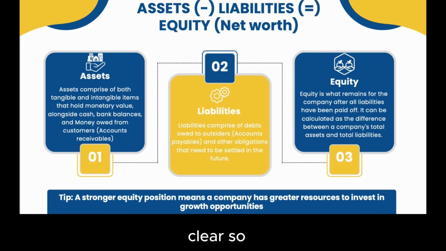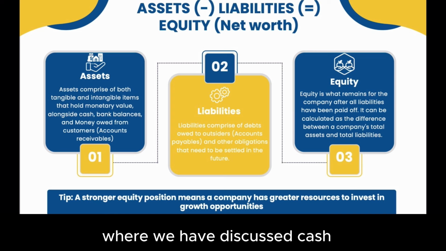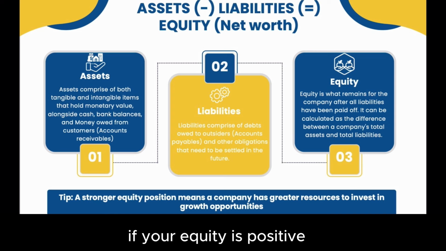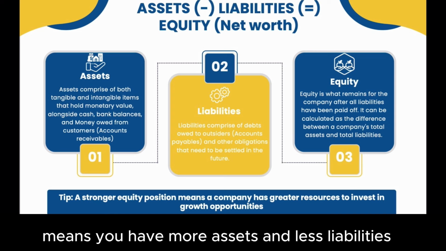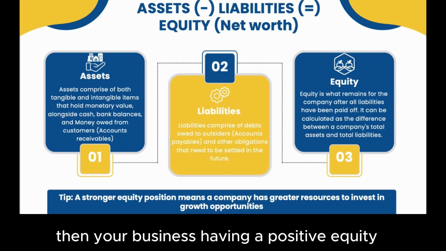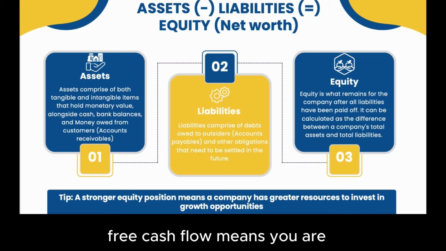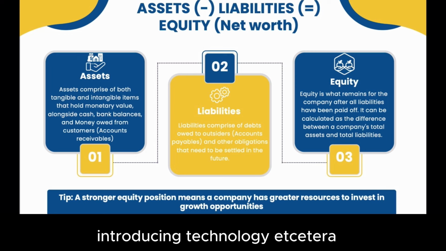Clear? So if you remember that previous sheet where we discussed cash, return on asset, and that gives rise to growth, similarly here, assets minus liability give rise to equity. If your equity is positive, it means you have more assets and fewer liabilities, so your business has a positive equity. Positive equity means you have free cash flow. Free cash flow means you are entitled to make growth plans like expansion, innovation, introducing new technology, etc.